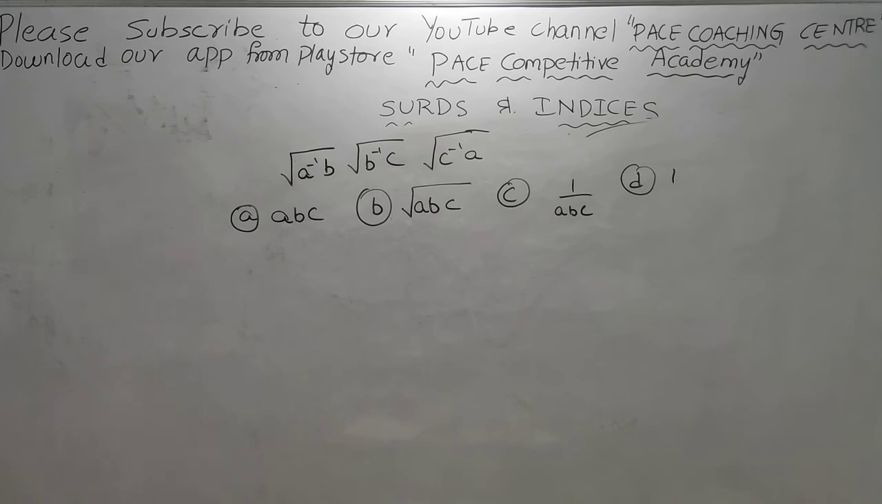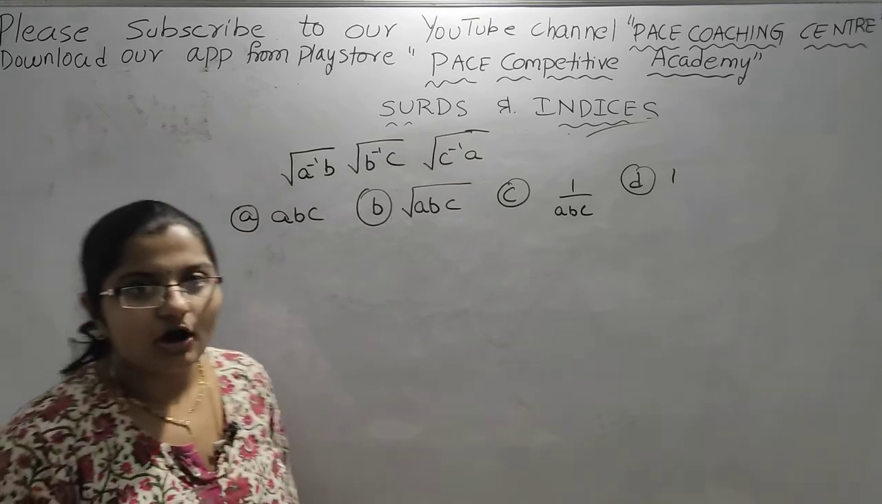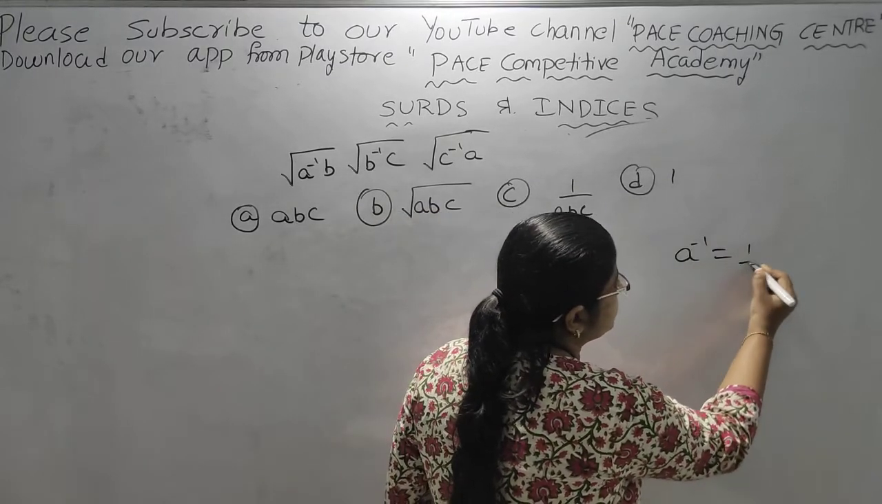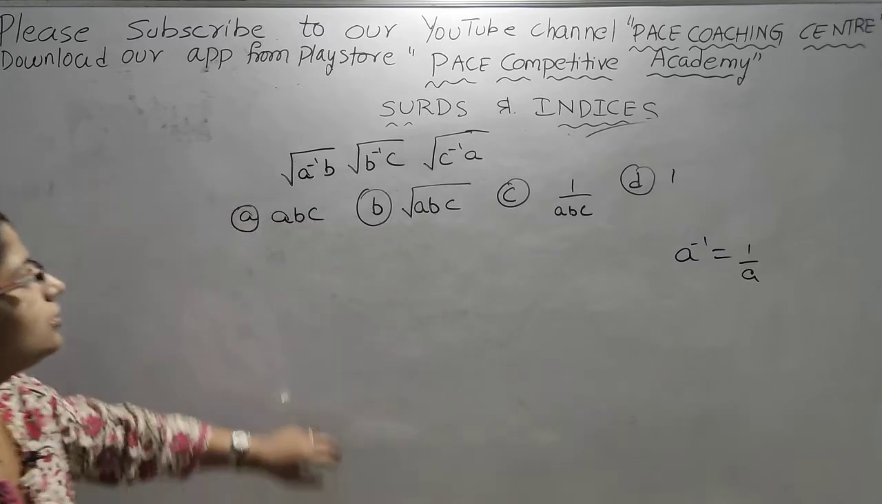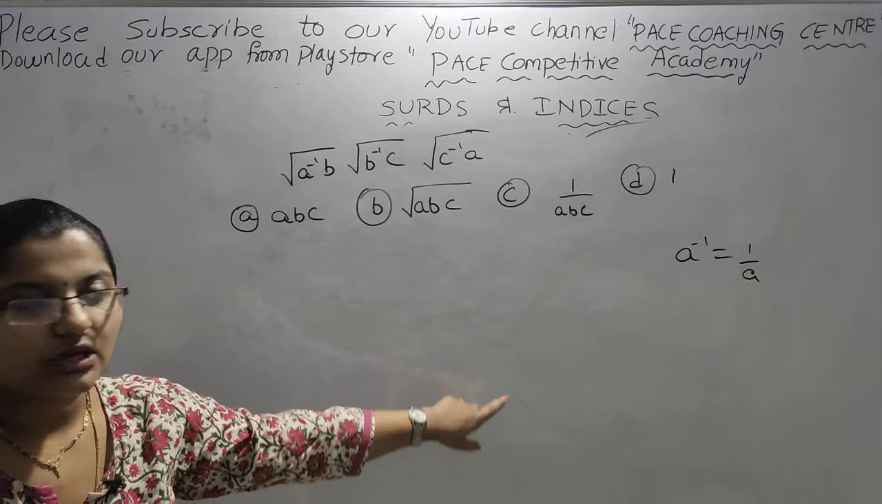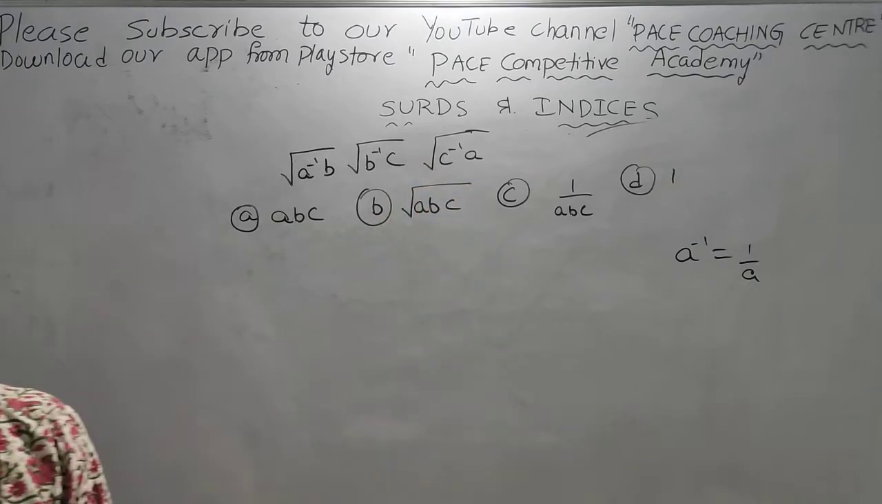Root over A inverse into B, root over B inverse into C, root over C inverse into A is asked and the 4 options are provided here. You need to take the right answer. Okay. So you know from the law of indices, again the A inverse can be written as 1 by A. So here A inverse can be written as 1 by A, B inverse can be written as 1 by B, C inverse can be written as 1 by C.